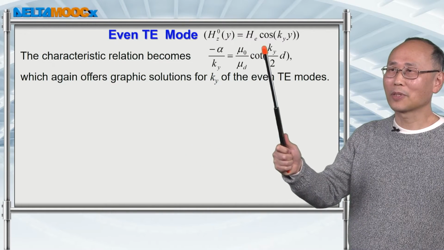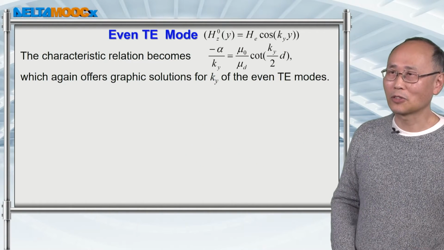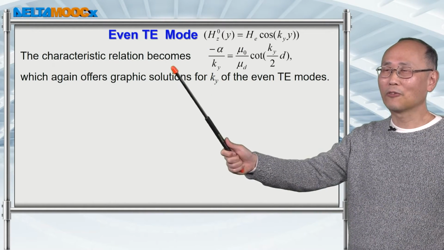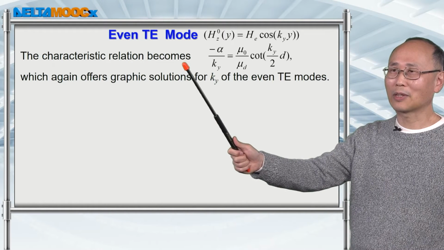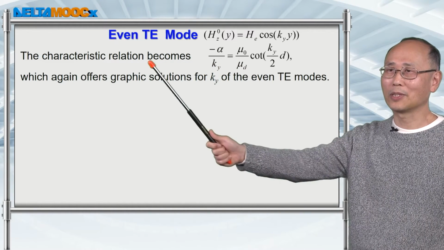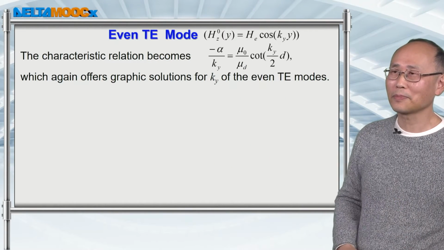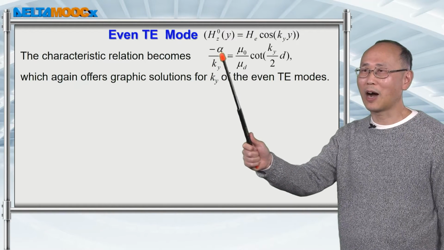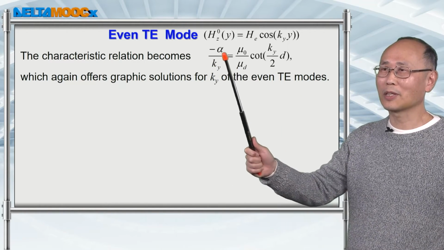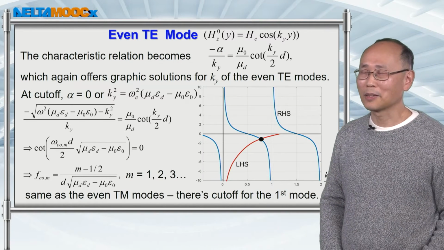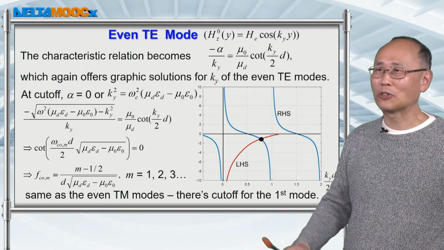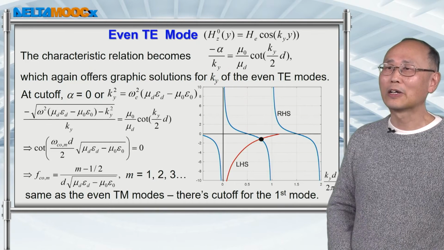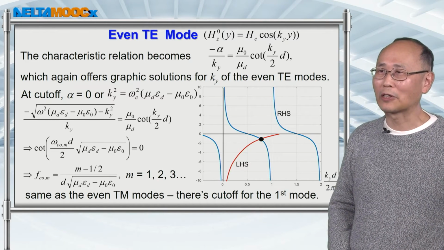Now, let's pick up the solution where you have the cosine-like solution for the H component, for the Z component of the magnetic field. Then you follow the same derivation process. You can come up with this characteristic relation like this. Now, on the right-hand side, you have a cotangent, and on the left-hand side, again, you have alpha over ky. And you can replace this alpha by using the dispersion relationship, so that you can write down this alpha as a function of ky and also some material constants.